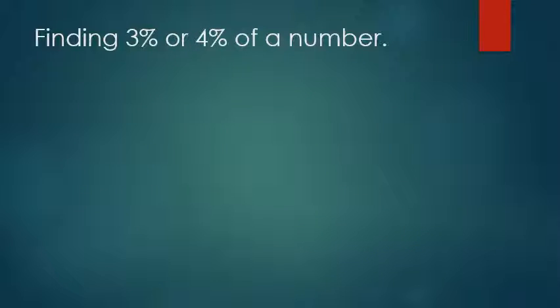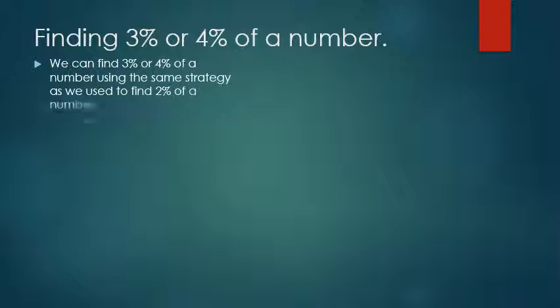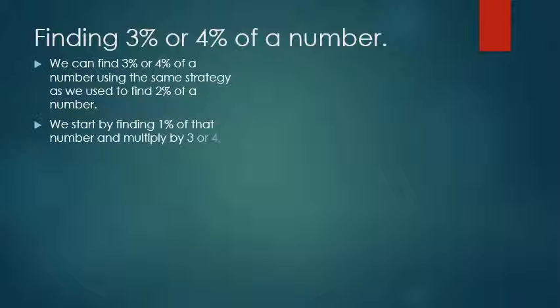The next percentages we are going to find are 3 or 4% of a number. I've grouped these together because the skills are very similar. They're also very similar to finding 2% of a number that we did in the last lesson. We can find 3 or 4% of a number using the same strategy as we used to find 2% of a number. We start by finding 1% of that number and multiply it by 3 or 4.